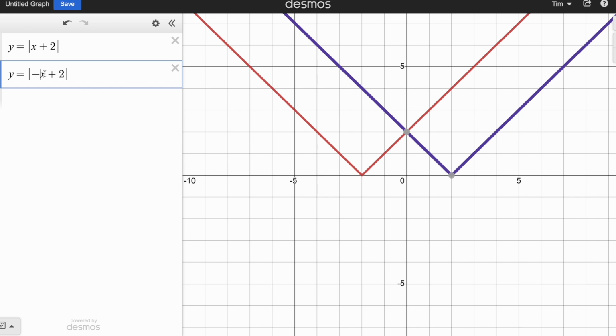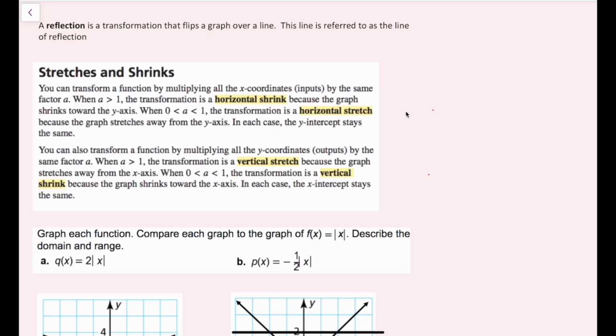So remember, a negative on the outside, that's a vertical change. And if it's a vertical change, your x-axis is your mirror. And a negative on the inside, that is a horizontal change. And that means that my y-axis is my mirror. So that's a reflection in the y-axis. Now we're going to talk about stretches and shrinks.